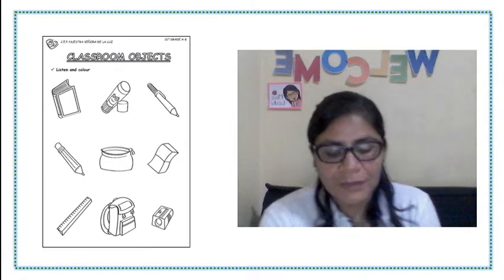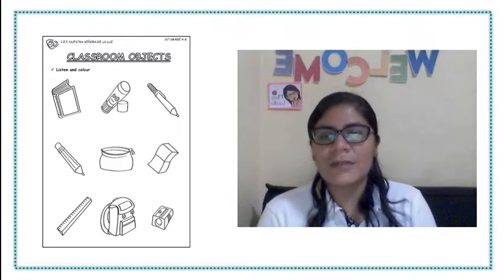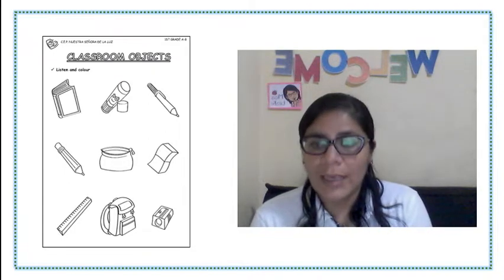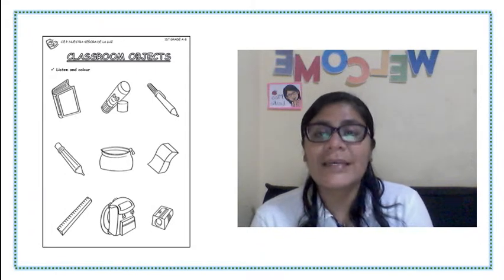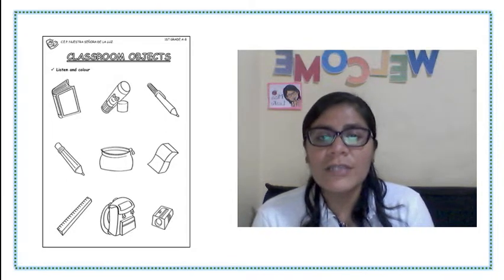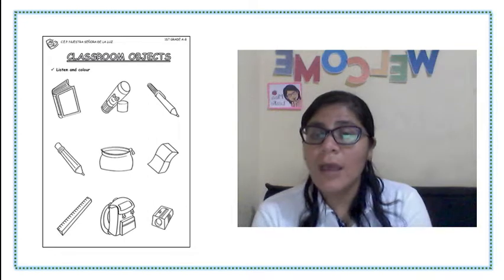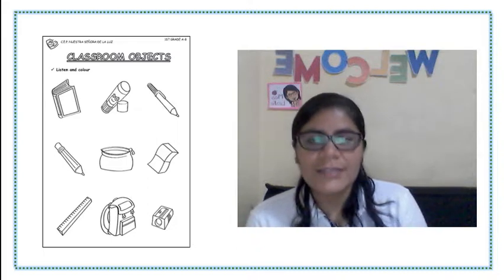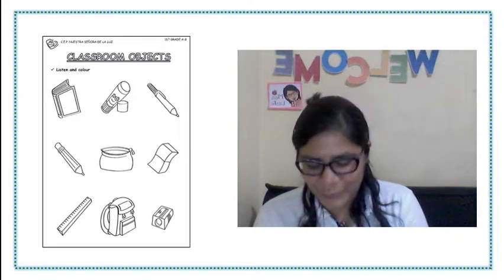Listen to me, okay? Number one, can you see the pencil? Point. Where is the pencil? Point to the pencil with your finger. Okay, color the pencil yellow. Yes, find your color yellow and color the pencil. Very good. Okay, remember that you can pause the video to finish. Okay, very good. Yes, color the pencil. One, two, and three. Very good.